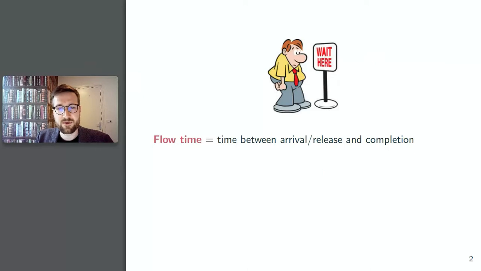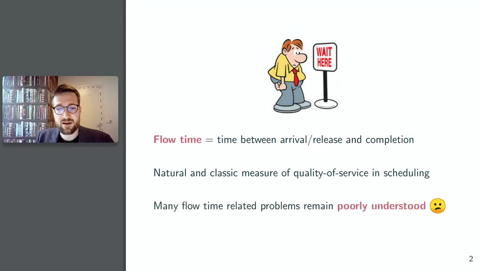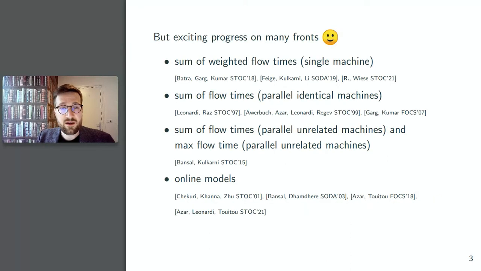So what is flow time? Flow time is the time between a job's arrival or release time and the time when it is completed. Naturally this objective has been studied a lot in scheduling and it's one of the classic measures for quality of service. At the same time there are many problems where it remains poorly understood. So many variants where we algorithmically do not have a full understanding of the problem yet. But on many of these variants there's been exciting progress recently.